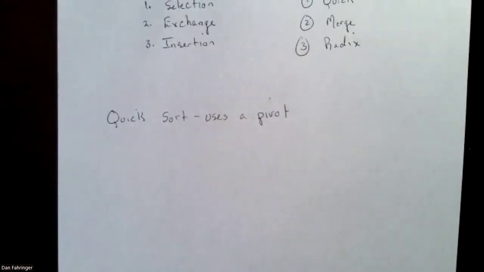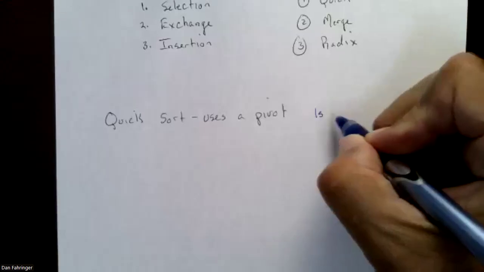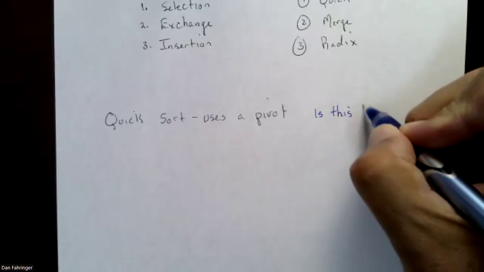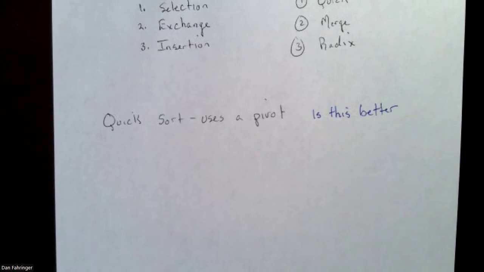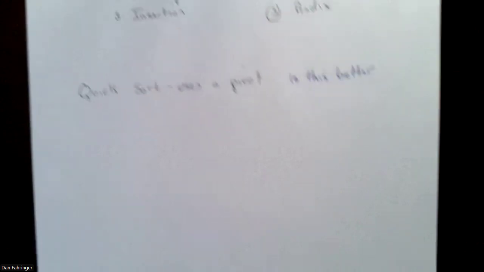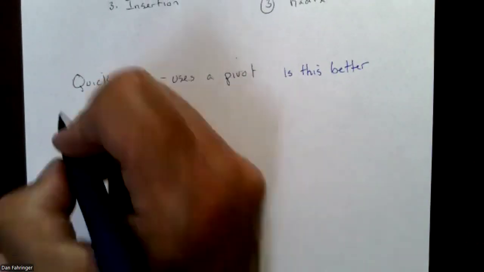I'm using pen instead of marker. Is it clear or should I switch to the marker? It's clear. Is this better? Doesn't matter. Okay.